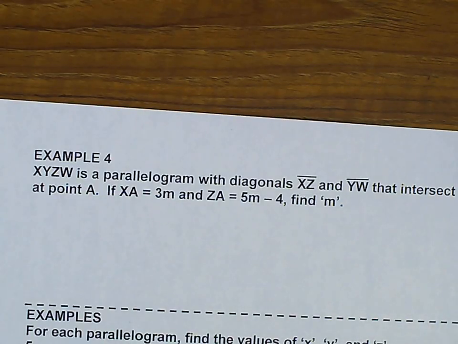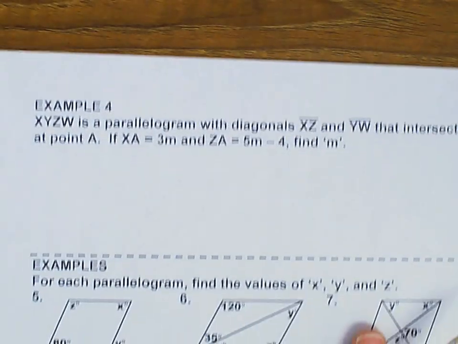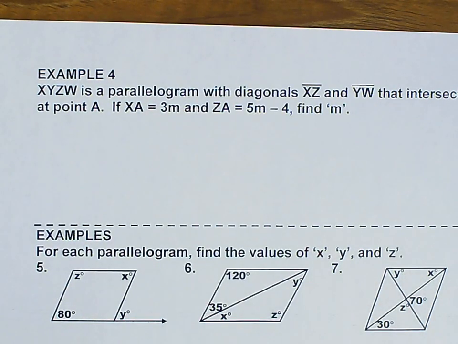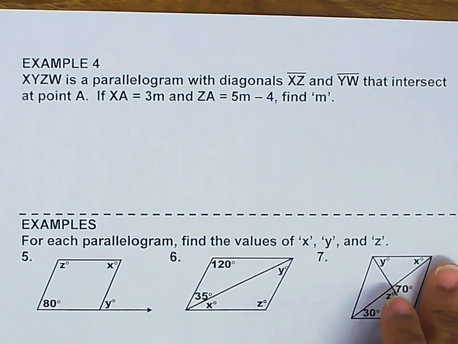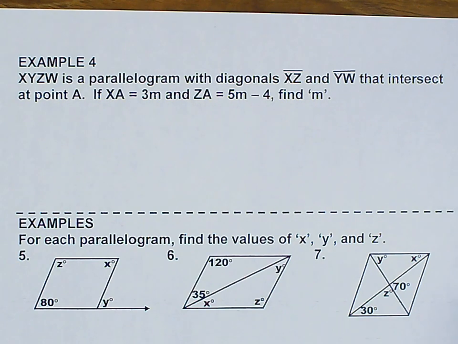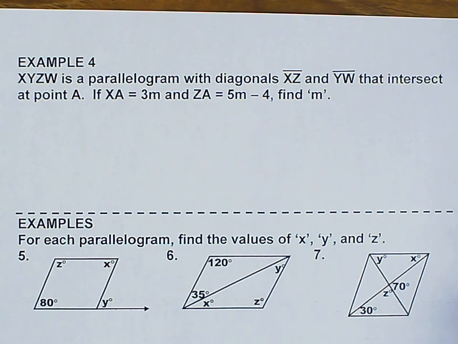So let's look at example 4. Oh, no, another not picture, so we're going to put the picture here in a second. It says, XYZW is a parallelogram with diagonals, line segment XZ and line segment YW that intersects at point A. If XA equals 3M and ZA equals 5M minus 4, find M.